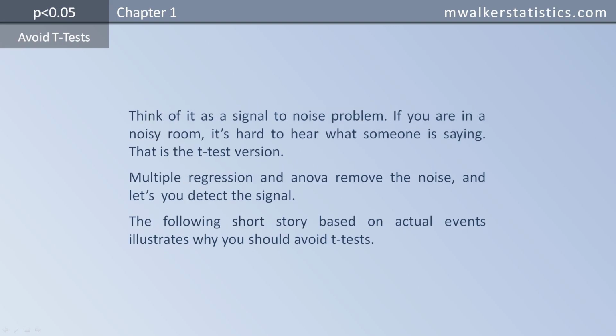Think of it as a signal-to-noise problem. If you are in a noisy room, it's hard to hear what someone is saying. That is the t-test version. Multiple regression and ANOVA remove the noise and let you detect the signal. The following short story, based on actual events, illustrates why you should avoid t-tests.